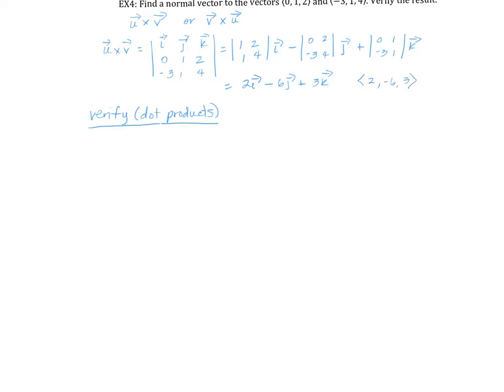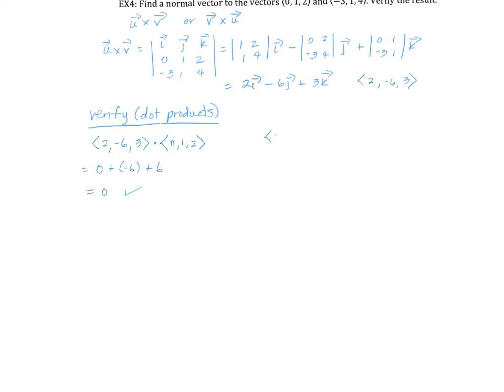So I want to take this vector and dot it with the two vectors to see if I get 0. I'm going to first dot this with the vector ⟨0, 1, 2⟩. When I dot that, I get 0 plus negative 6 plus positive 6. So since the dot product is equal to 0, that means those two vectors are normal.